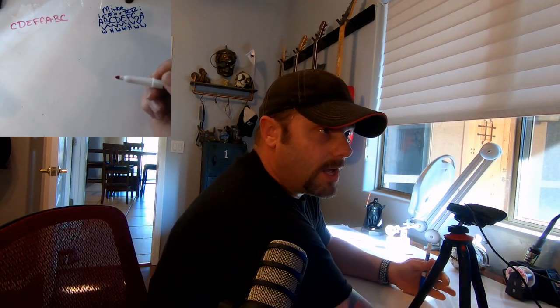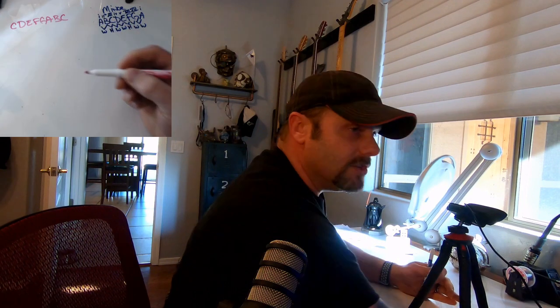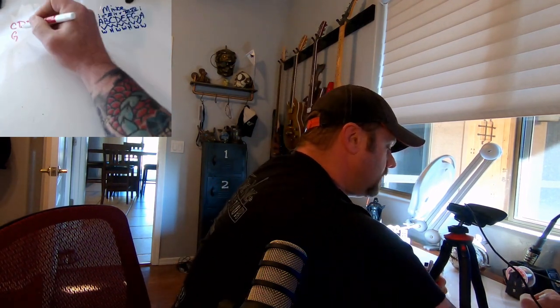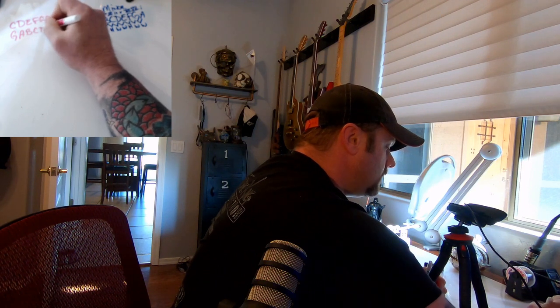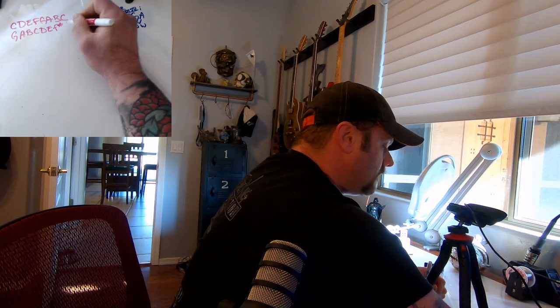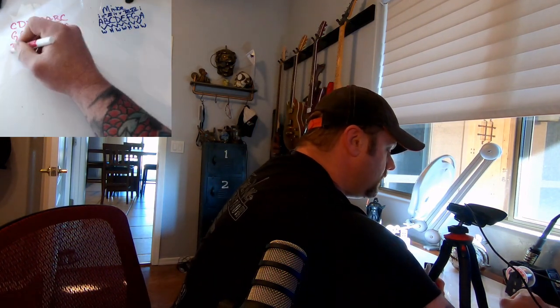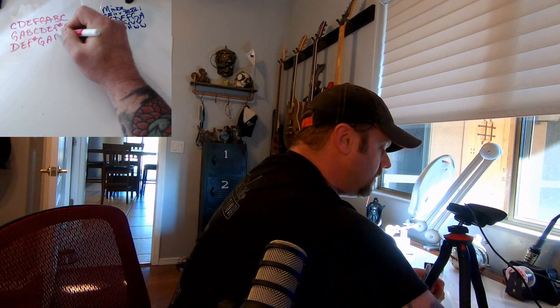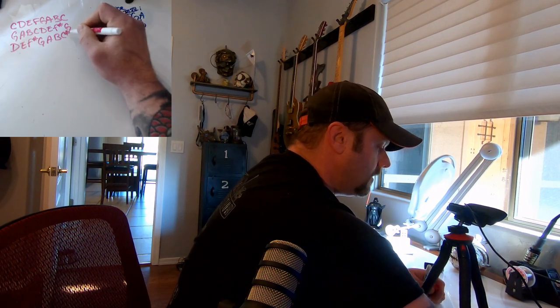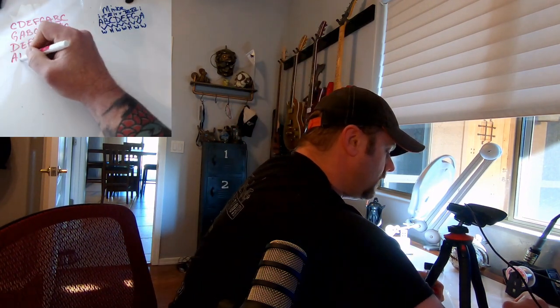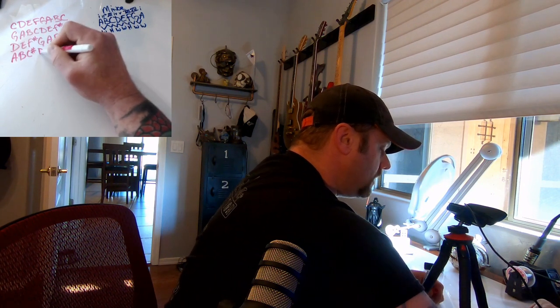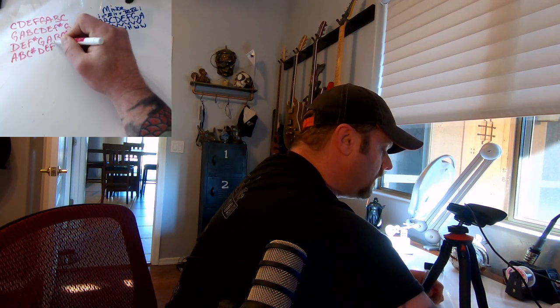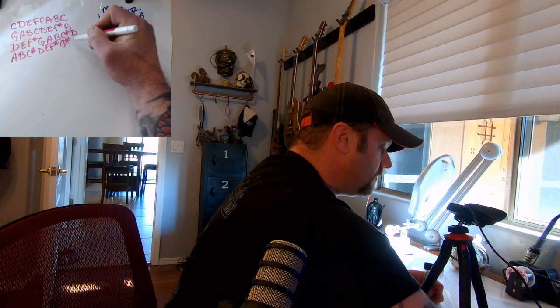So our next scale is going to be G major: G, A, B, C, D, E, F sharp, G. Our next one is going to be D: D, E, F sharp, G, A, B, C sharp, D. Our next one's going to be A: A, B, C sharp, D, E, F sharp, G sharp, A.